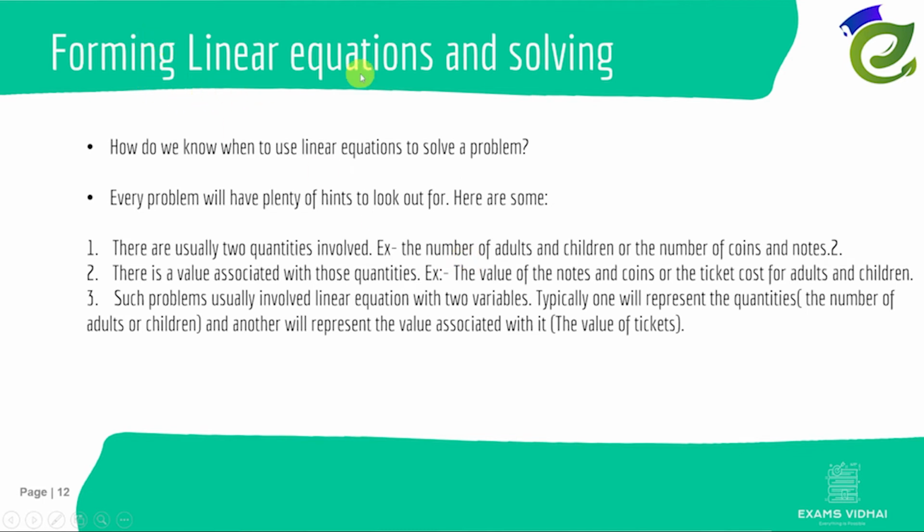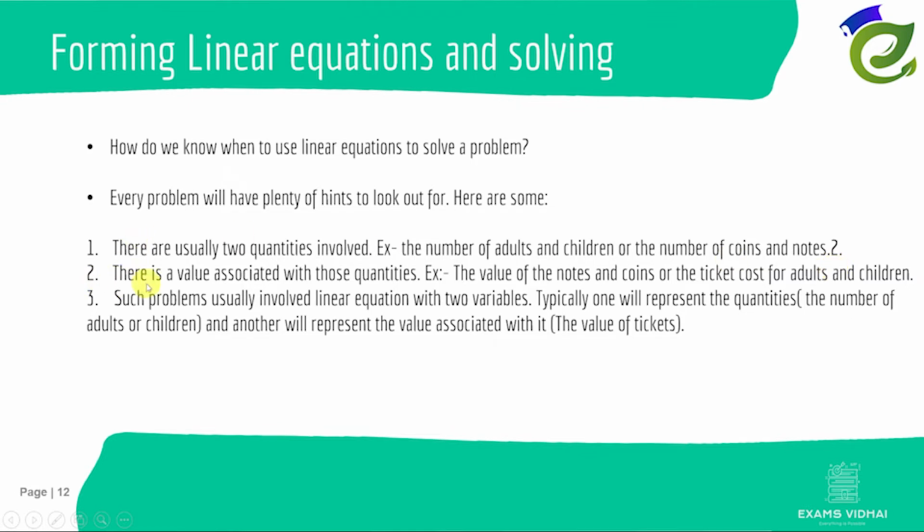Now, how to form linear equations and how to solve them. We just saw how to solve them, so now we're going to see how to form the linear equation. How do you know when to use a linear equation to solve a problem? Every problem will have plenty of hints to look for. Here are some. The number one hint is there are usually two quantities involved. For example, the number of adults and children. Usually both belong to the same class, so we are going to consider the same variable. Or the number of coins and notes.